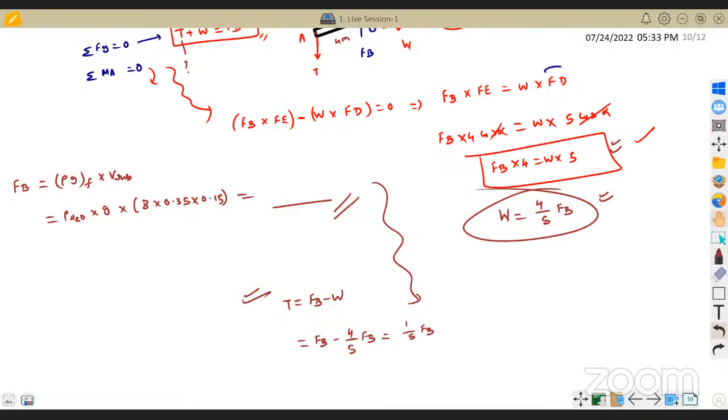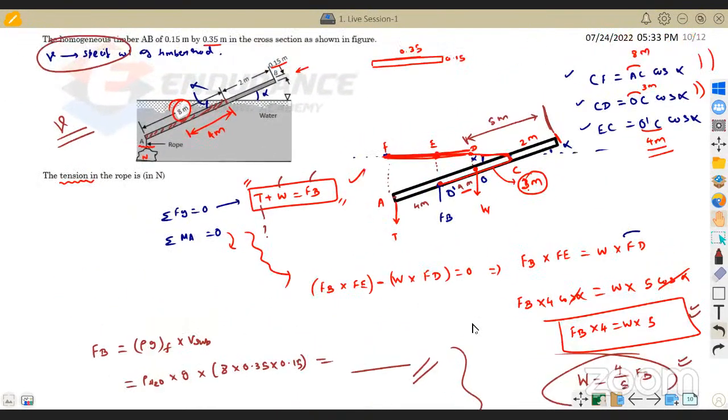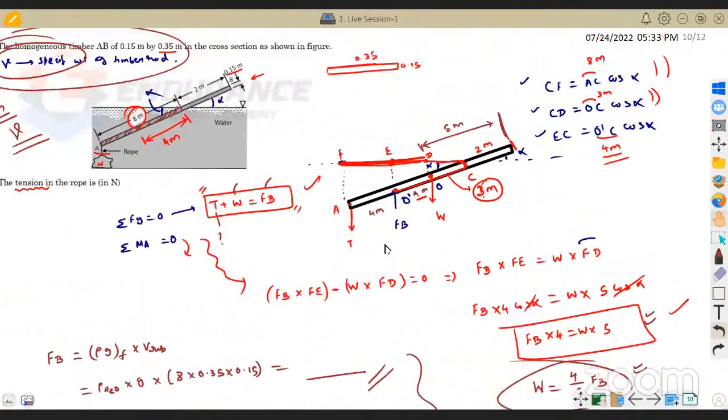Any doubts? Like why I'm using this moment equation to solve? I'm using the moment equation in order to find out W, because I don't know W directly. If they had given you the specific weight of the timber rod, or the density of the timber rod, then I would have solved this question directly with the force equilibrium, without all this moment equilibrium. Any doubts?